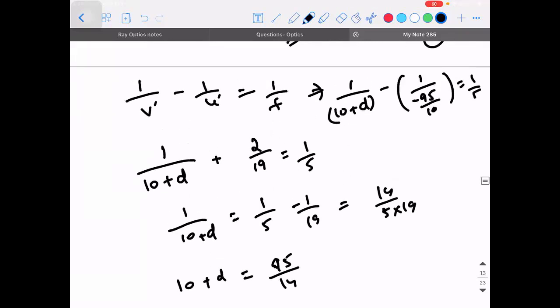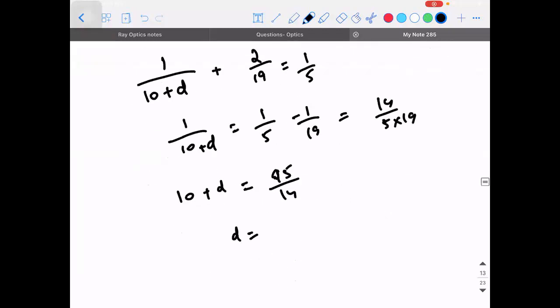Did I miss something? 1 by 5 minus 1 by 19, 19 minus 5 divided by 5 into 19. 5 into 19 is 95. So 10 plus d is 95 by 14. So d is 95 by 14 minus 10. What are the 95 minus 140 divided by 14? I'm getting a negative answer. Can you guys calculate and tell me what it is?